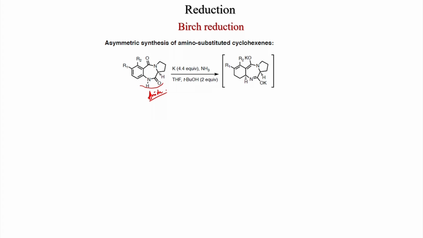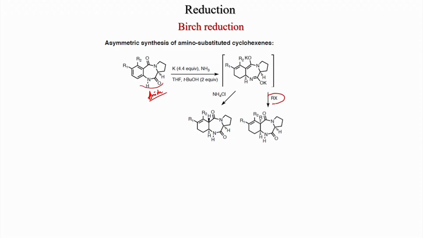Also, earlier it was A-star, but now if you have an amide here and treat this compound with 4.4 equivalents of potassium, liquid ammonia, THF and 2 equivalents of tertiary butanol, you get this kind of conjugated enolate. Then, upon ammonium chloride treatment, the hydrogen comes from the top side.